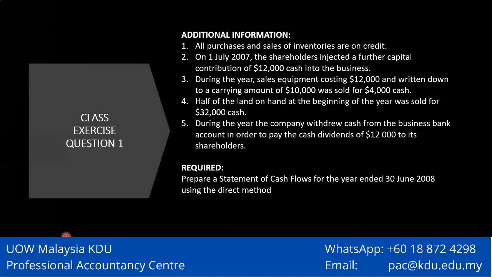Now, additional information: all purchases and sales of inventories are on credit. So this is very clear that we will have to use our receivable and payable control to find out our receipts from your receivable and payment to your payables.